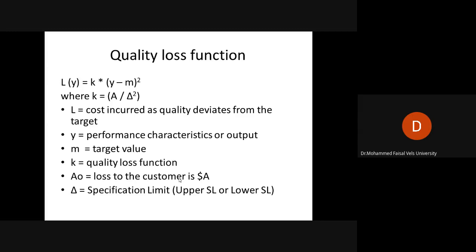Then Y talks about the performance characteristics. M talks about the target level. And K is a quality loss function coefficient, which is measured in terms of loss to the customer. Then this specification is given, whether it's upper limit or lower. This is the interpretation of the quality loss function.